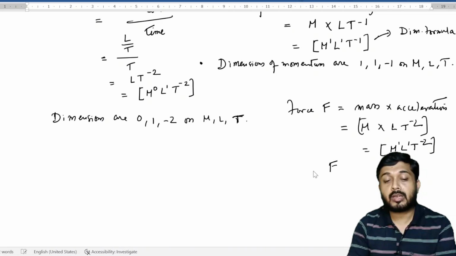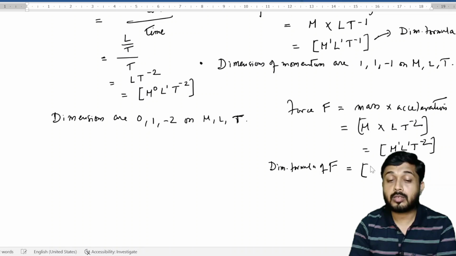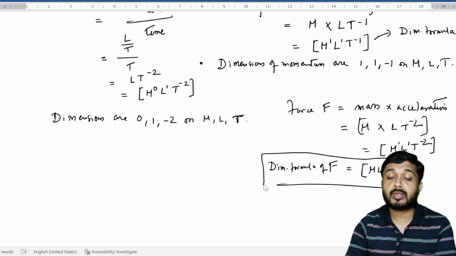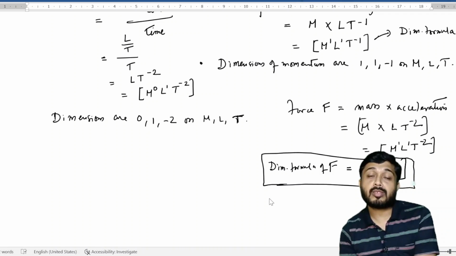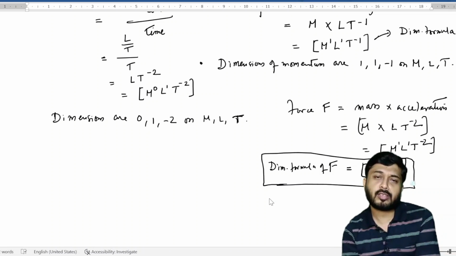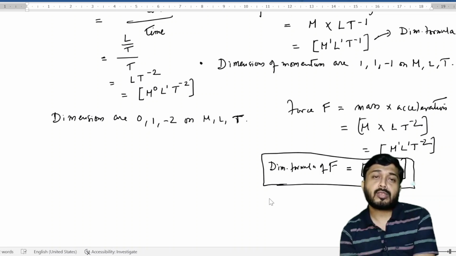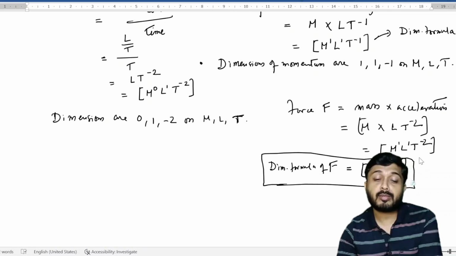So you may also write like this: the dimensional formula of force is equal to M L T to the power minus 2. Keep this in mind. This is very important, because in finding the dimensional formula of many other quantities, you have to make use of this formula for the dimensional formula of force, right? This is very important, so keep it in mind.